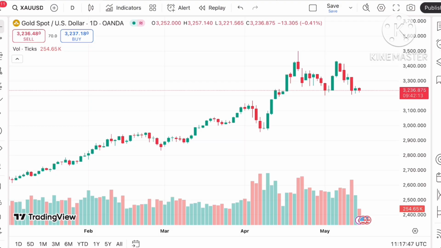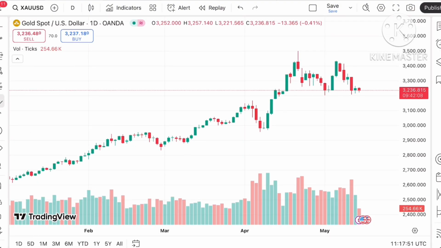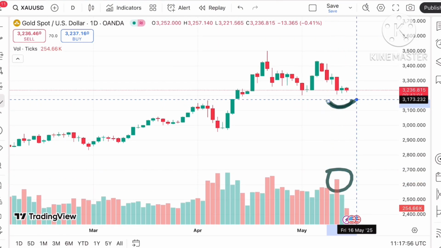If we look at the gold price, what we can see now, it is trading at a level of 3236.830. Okay, and you have to understand the volume has increased, so the probability can be high. We can see there can be a rise in the price of gold.